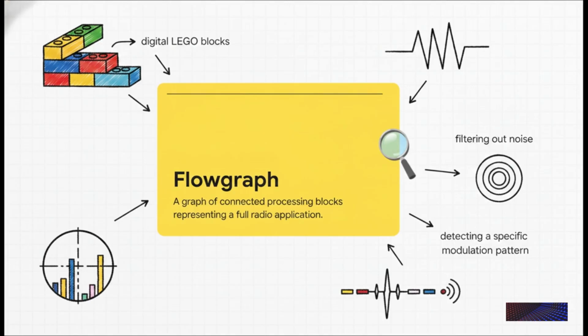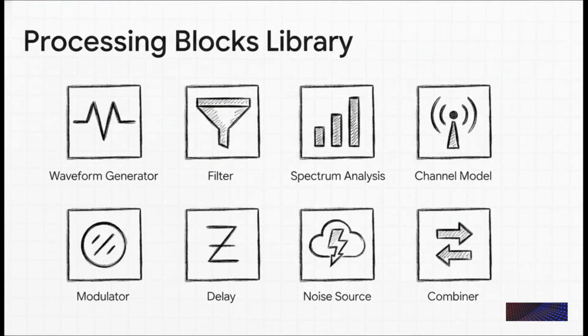Each individual block handles one specific stage of processing. Maybe one block filters out noise, another corrects signal phase, another analyzes the spectrum, and another detects a modulation pattern. You just snap them together using simple arrows, and GNU Radio automatically flows your signal data perfectly from one block to the next.